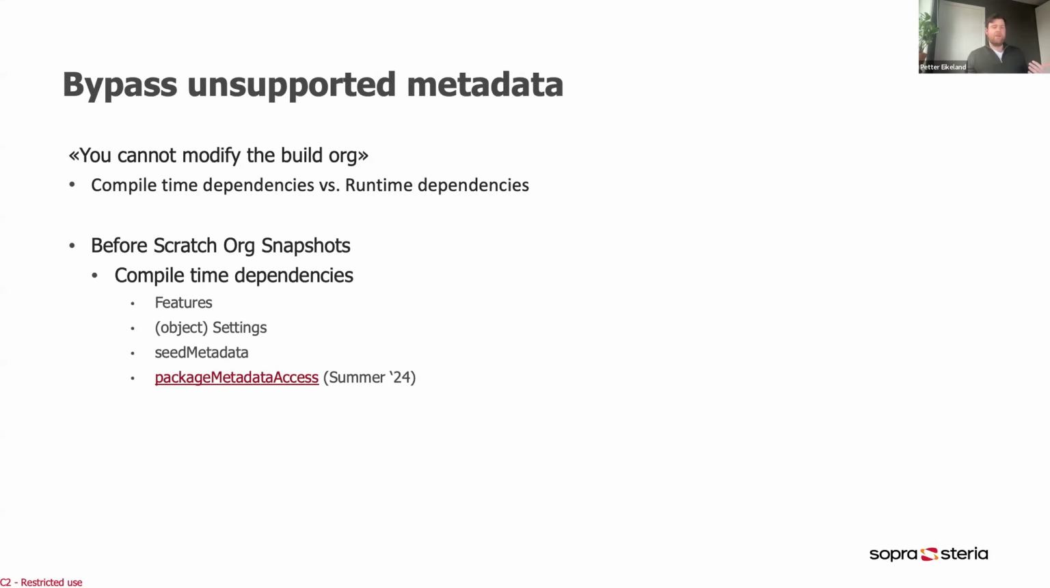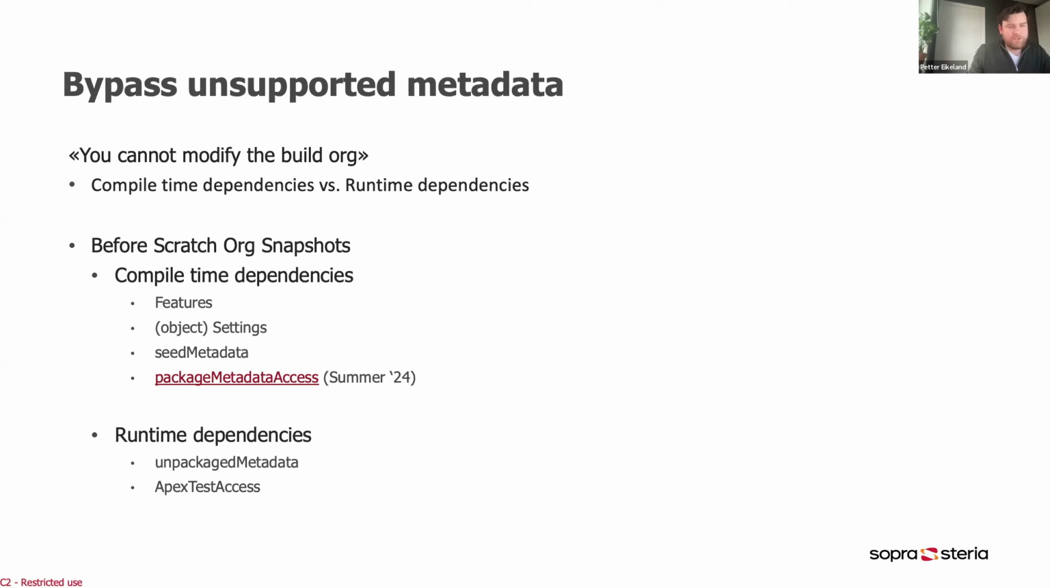Those are compile time features that help us to actually manipulate the build org for compile time dependencies. So it's easier for us to actually validate or compile the metadata that we want to validate. And we also had some features for the runtime dependencies. We have the unpackaged metadata to allow us to deploy some types of metadata before running the Apex tests. And we also have the Apex test access.